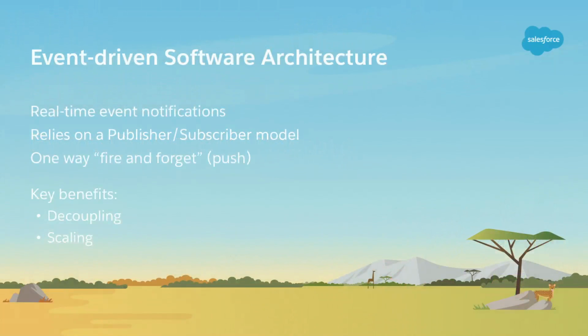So event-driven architecture is a new paradigm. That's not exactly new, but it's a very different paradigm from what was previously in place. It's about real-time event notifications. It's a distributed system that relies on a publisher-subscriber model, and I'm going to deep dive on what this means.